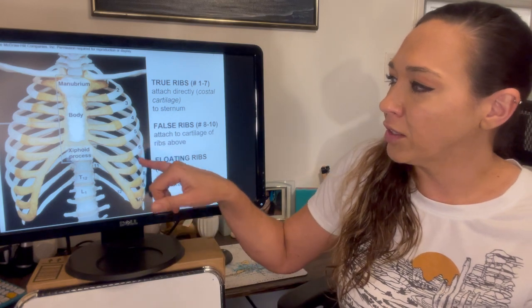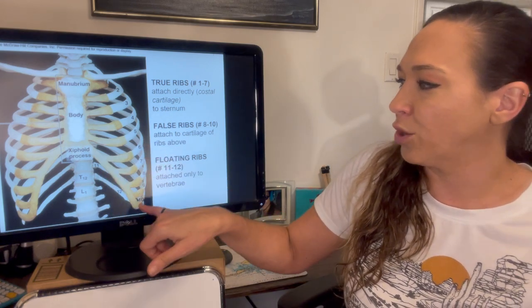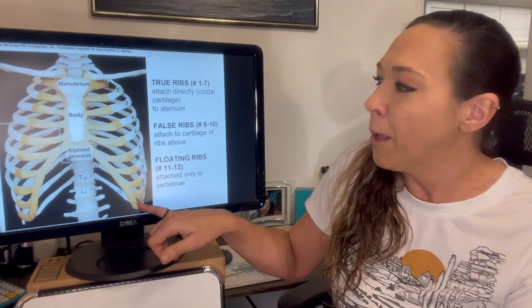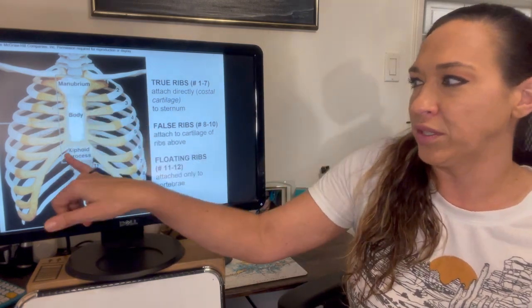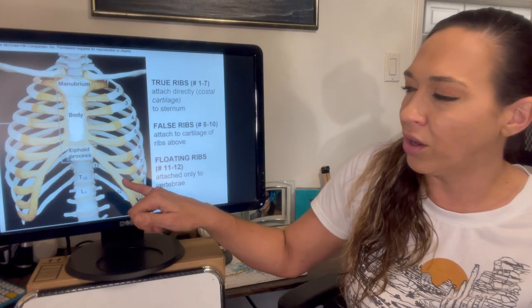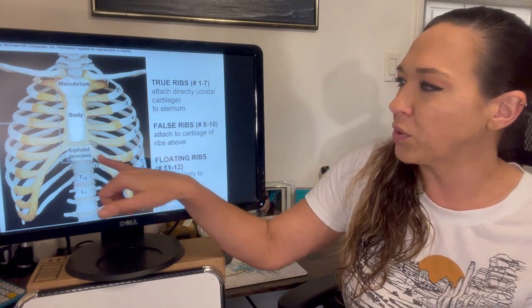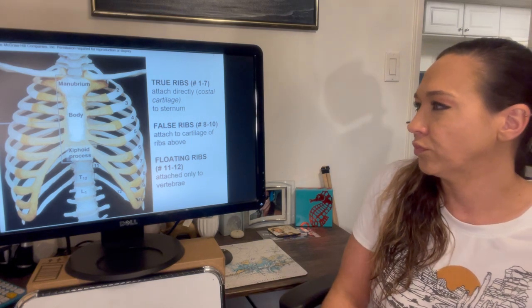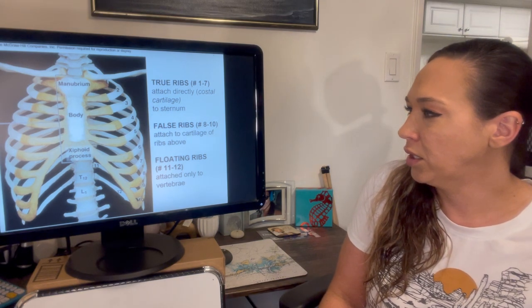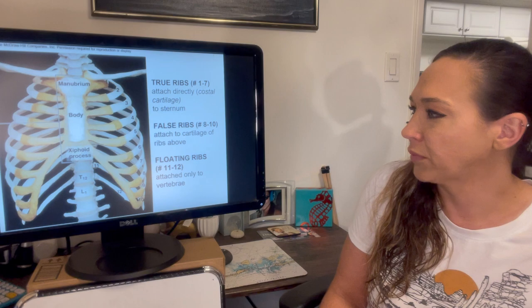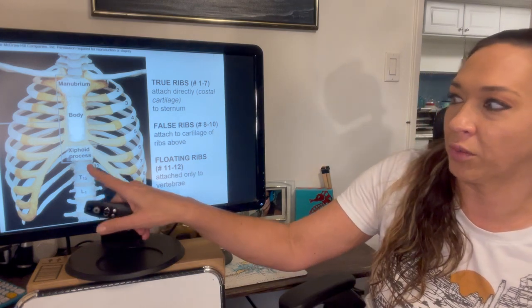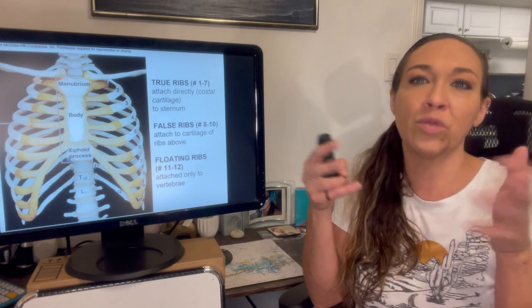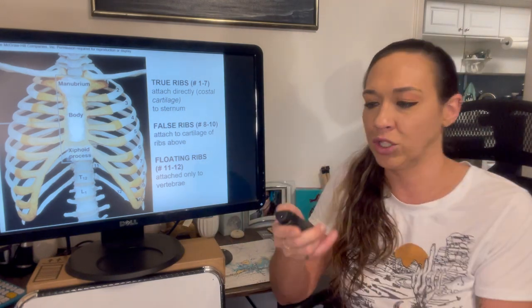Now, I should mention that 8 through 10 are still connected by these costal cartilage, but not really directly to the sternum, right? So indirectly all the way through here. So these ones are really more considered the false ribs, and the floating ribs are literally only attached to the vertebrae, 11 and 12, way down here. So they are floating. It's a terrible picture of it, but we'll see it in lab. You'll literally see them. They're basically just hanging out there.